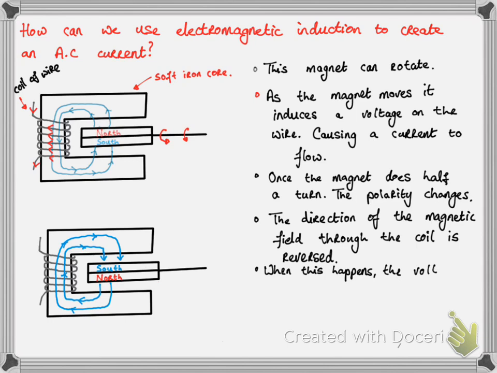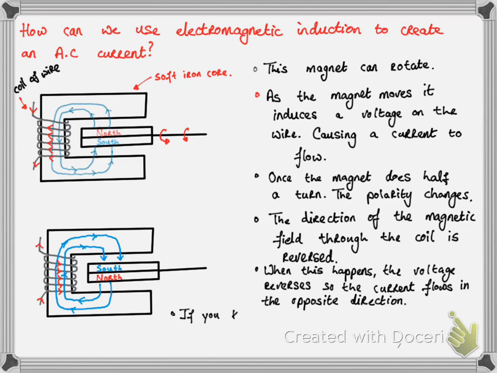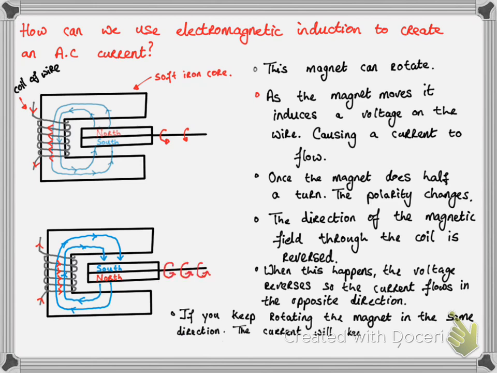When this happens, the voltage induced reverses as well, so the current flows in the opposite direction. If you keep on rotating this magnet in the same direction all the time, what you will get is that a current will keep on changing its direction for every half turn. This will be an alternating current, or another name for this is an AC current. Hopefully this is of some help to you.